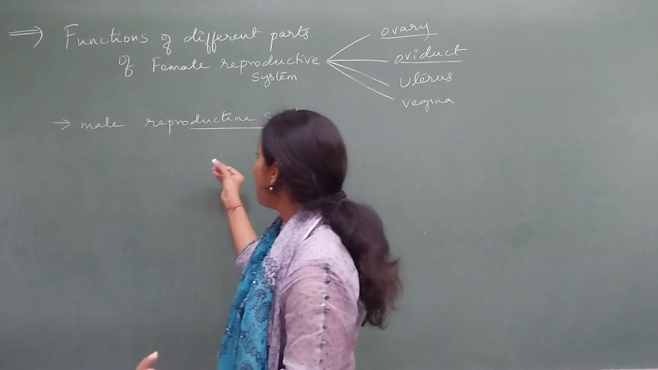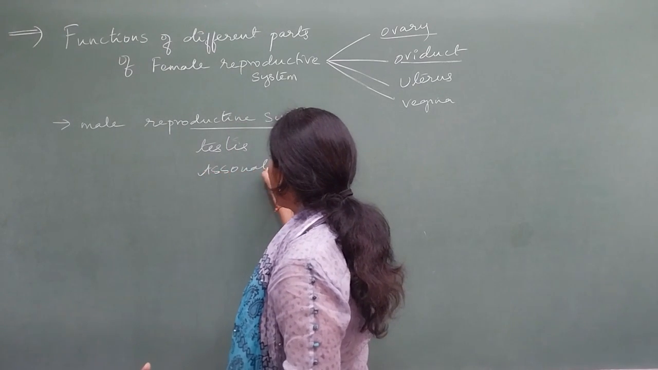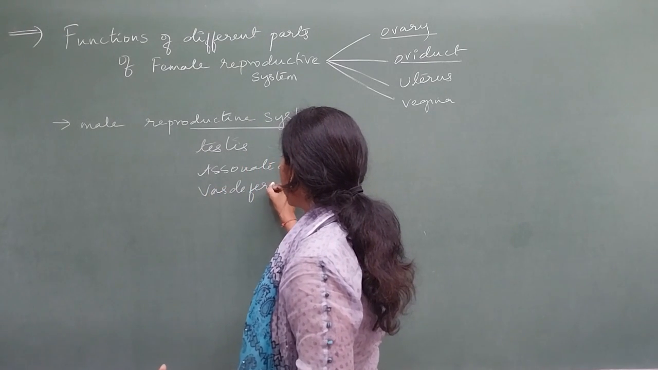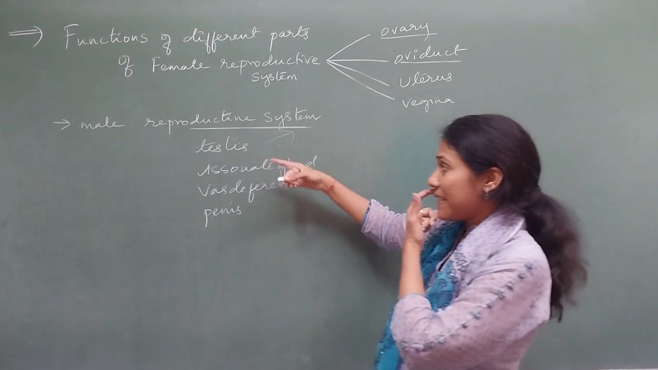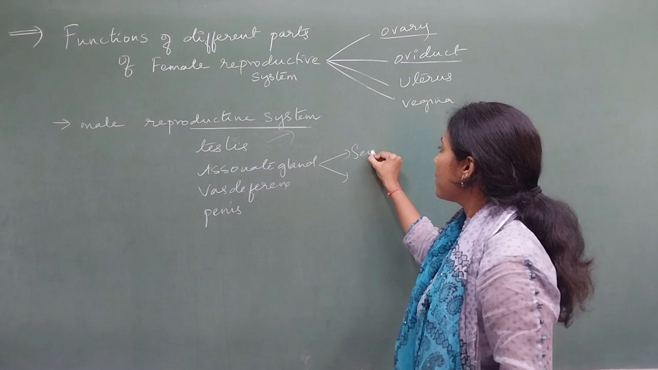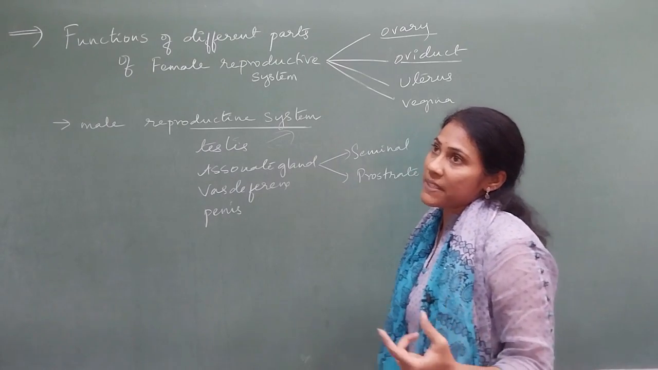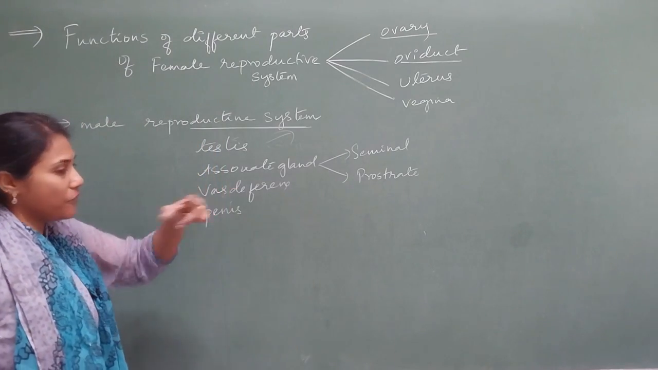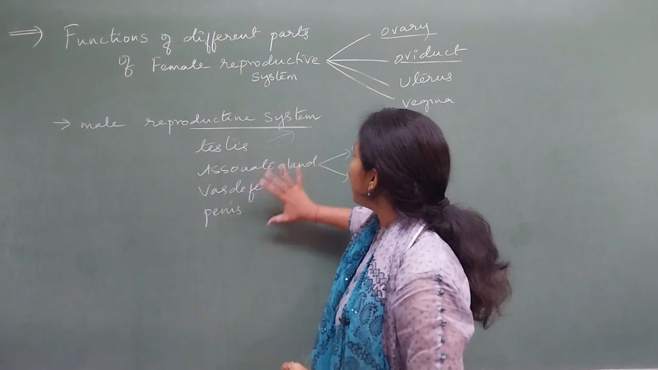Similarly, the male reproductive system also has different parts like the testis, associated glands, which are very important, the vas deferens, and the penis. In the testis, sperm production takes place, and also testosterone hormone production. The associated glands, the seminal vesicles and the prostate gland, both produce a liquid which helps in the easy transport of sperm. Not only that, the liquid provides nutrition to sperms. The vas deferens is a pipe-like structure through which the passage of sperms takes place. So all that you can mention.